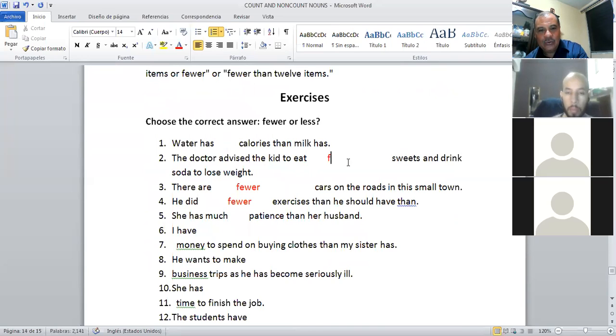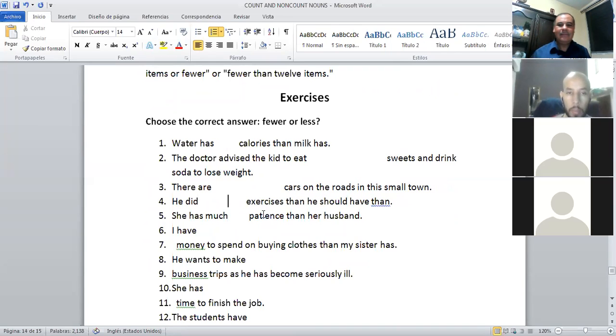Now, I want you to do these exercises, please. What about number one? Reinaldo, number one. Water has less calories than milk has. Now, calories: is it singular or plural? It's plural, so it is countable. So I have to use fewer, because it's countable and plural. One calorie, 2 calories, 3 calories. Yes. The next one.